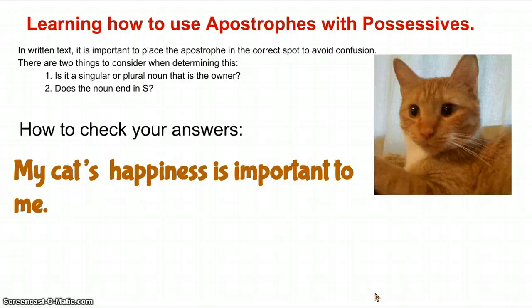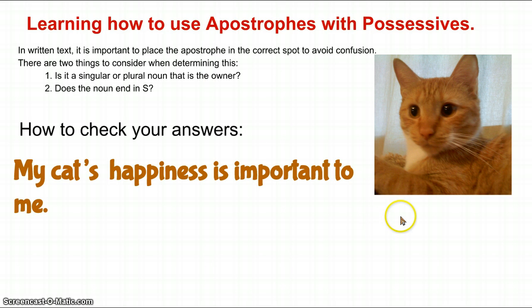Moving on. I know your math teachers tell you all the time that it's really important to check your work. It's just as important in English as it is in math class, and there are always ways to check your work. Okay, so we're going to look at this example. Here's my cat Ranger. My cat's happiness is important to me. How many cats do I have here? One. Pretty obvious, I know.